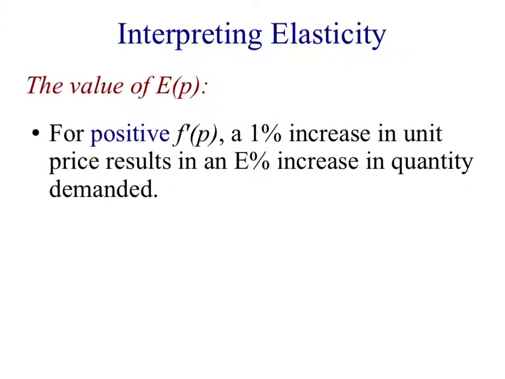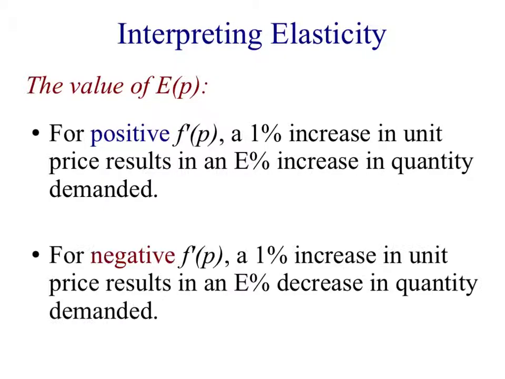So we've talked about the relationship between the elasticity and the value of 1, but let's also talk about the actual value of E of p itself. When the derivative of f of p is positive, a 1% increase in unit price results in an E of p% increase in quantity demanded. And when the derivative of f of p is negative, a 1% decrease in the unit price results in an E% decrease in the quantity demanded. In other words, this elasticity value will determine the percentage of either the increase or decrease in the quantity demanded.